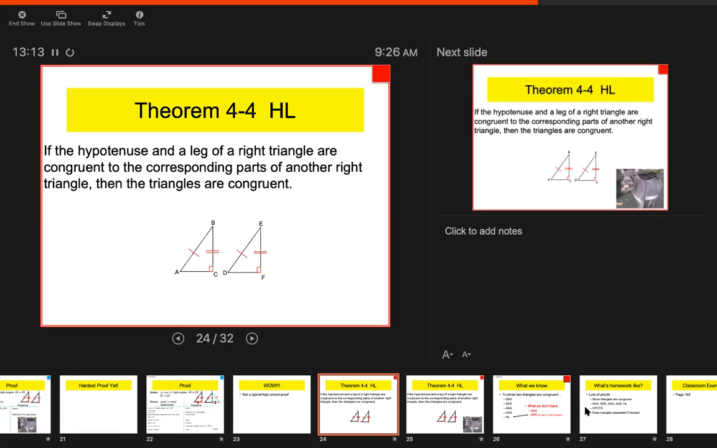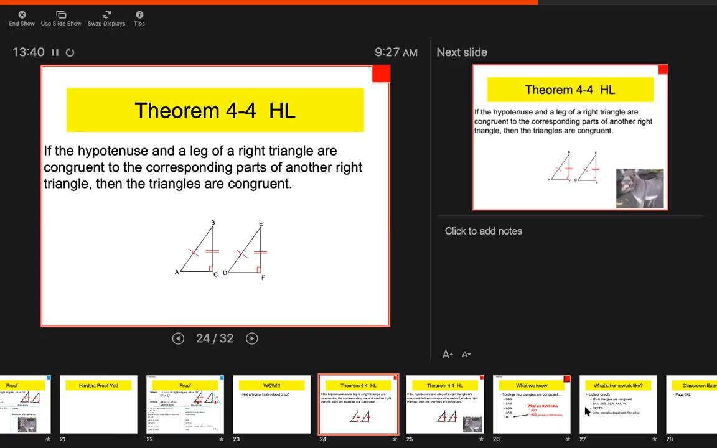So do you need to write the words down, or do you just need to write HL? You got to know how to use HL. It's got to be a right triangle. It's got to be a hypotenuse, and it's got to be one of the legs congruent. It's the easiest one to use because you see it, you say, oh, look, right triangle. I just need the hypotenuse and one of the legs, and I'm done. Be careful. It's got to be the same leg on both triangles.